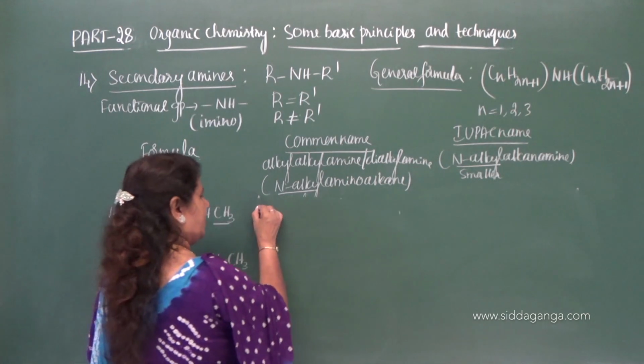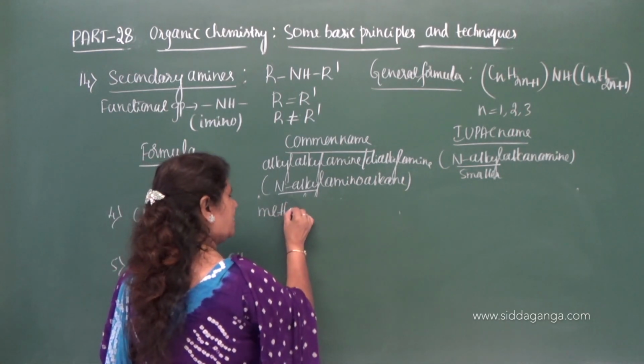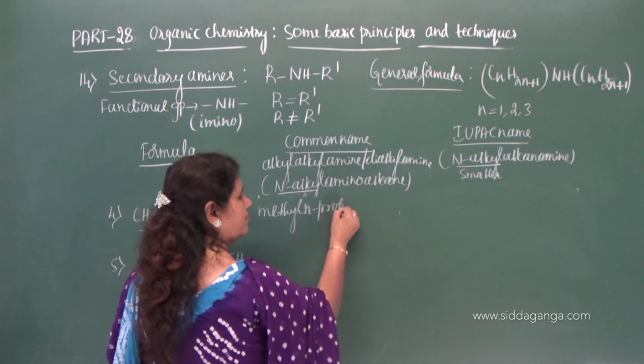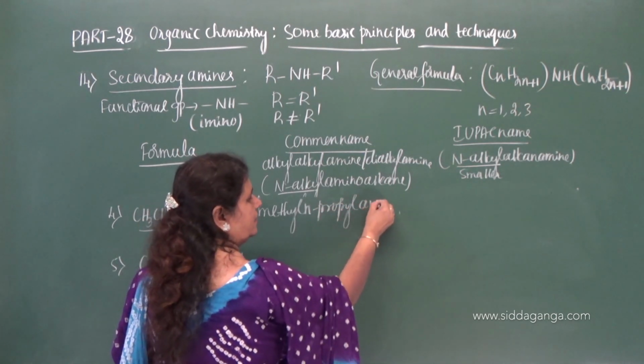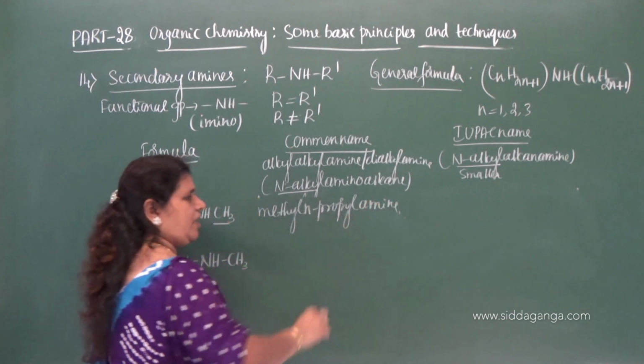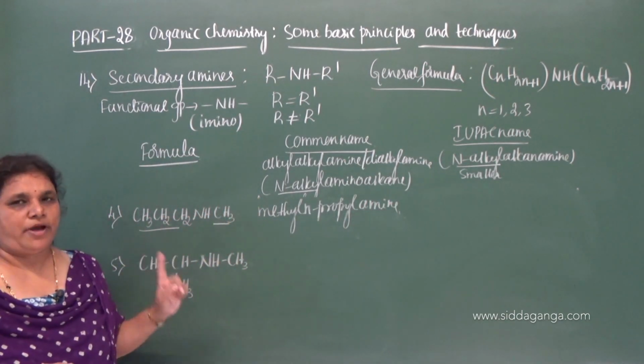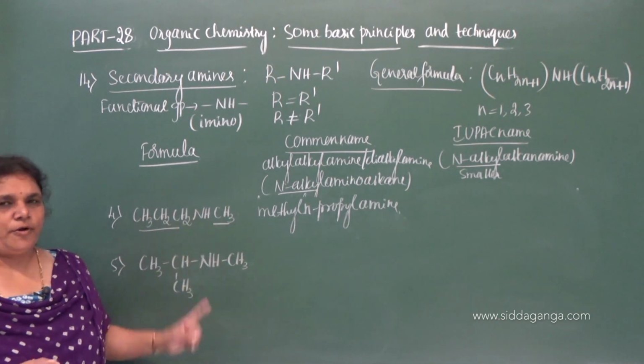Arrange them in alphabetical order. First comes N-methyl, N-propyl, amine. Correct? Methyl, N-propyl, amine. This is normal propyl group. Methyl group and the propyl group.